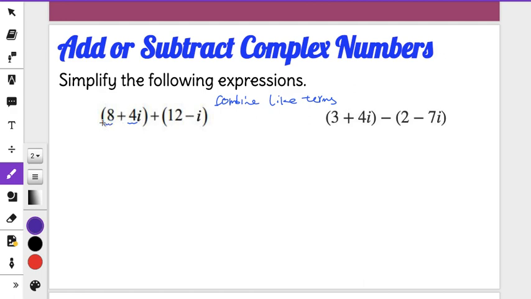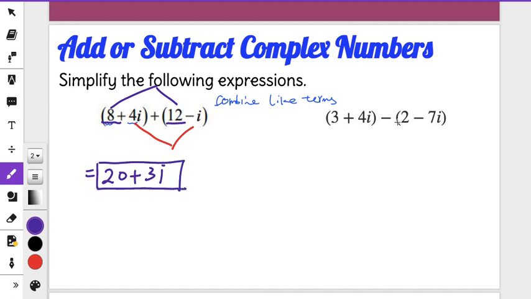Let's see this one. As you can see, the real number part is 8 and 12, so we are going to combine these two. And for the imaginary part, we are going to combine 4i and negative i. So the final answer will be 8 plus 12 is 20, 4i minus i is going to be 3i. And that's it. That's our answer.